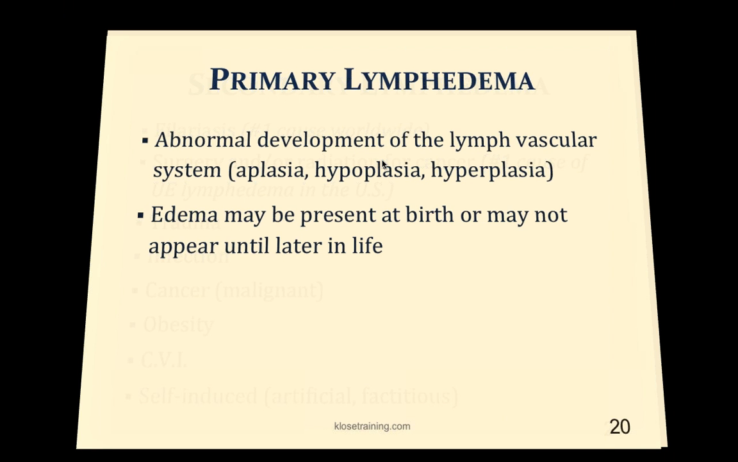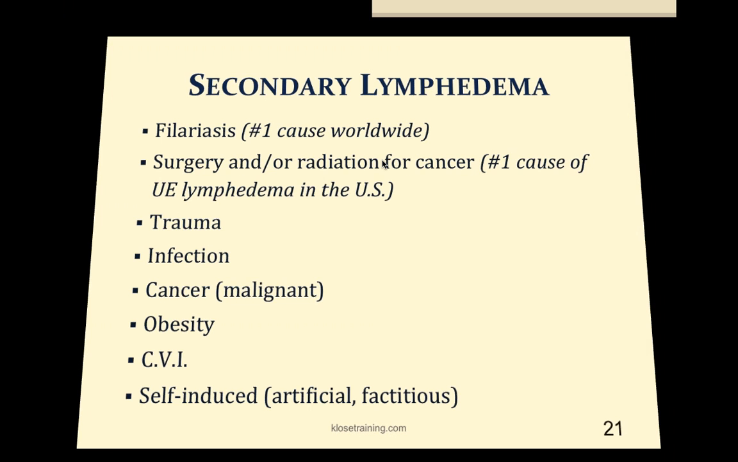Okay, let's go on to talk about primary versus secondary lymphedema. Primary lymphedema is abnormal development of the lymphovascular system. So you can have aplasia, which is a lack of collectors, hypoplasia, which means insufficient number of collectors, or hyperplasia, which is an abundance of poorly formed collectors. This can happen when a person is born, or it may not appear till later in life. It could appear when you're a teenager or in your early 20s and 30s. So primary lymphedema is an actual problem with the lymphovascular system in the body.